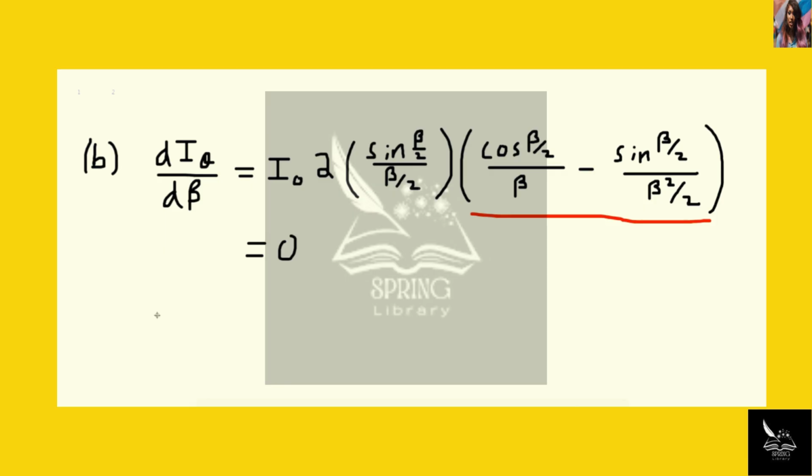The intensity is maximum only when the second term of the parentheses is equal to 0. Here, let me just underline it in red. So it's only when this term here is equal to 0. So let's set that equal to 0 and solve for beta over 2. What we end up with is the cosine of beta over 2 divided by beta is equal to the sine of beta over 2 divided by beta squared over 2.